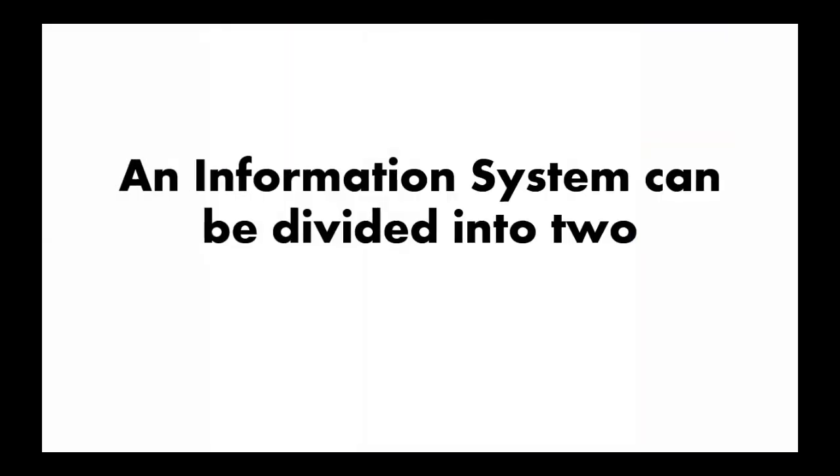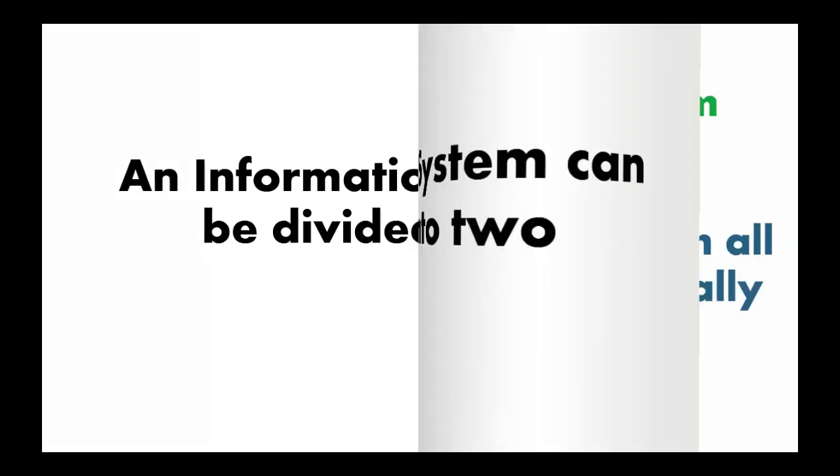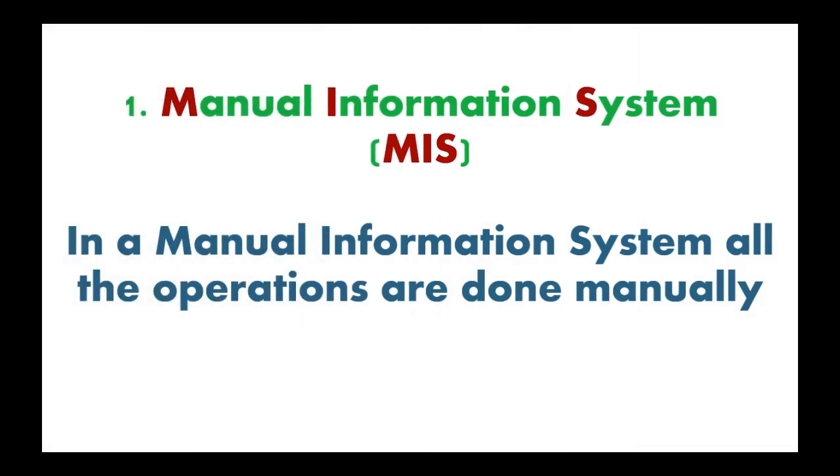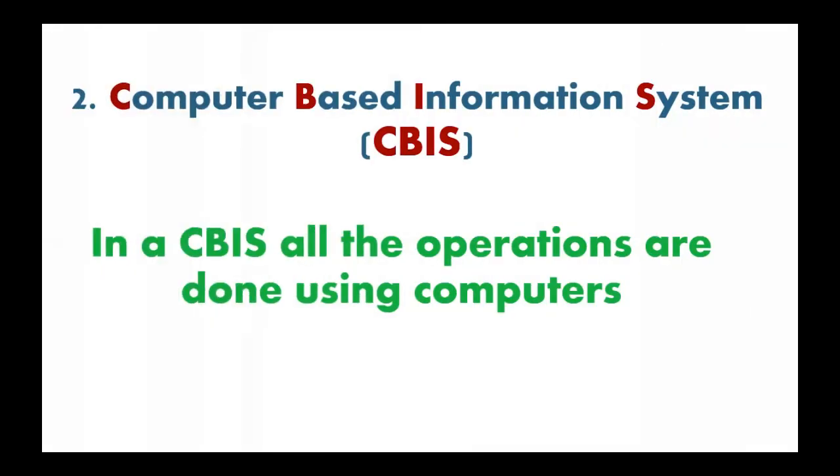We can divide an information system into two: manual information system and computer-based information system. In a manual system, all the operations are done manually. In a computer-based information system, to develop an information system, we use computers. This is the difference between the computer-based information system and the manual information system.